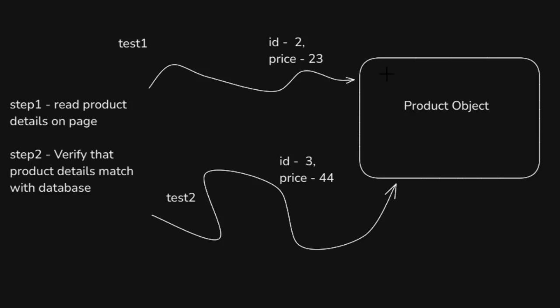So here the product object is common. What is happening here is that thread 1 had set these attributes for the product with ID 2 and price 23, but thread 2 has overridden those values with ID 3 and price 44. So next time when thread 1 is gonna execute step 2, it is gonna read these values, 3 and 44 instead of 2 and 23. And the reason why this is happening is because this product object is common between these tests.